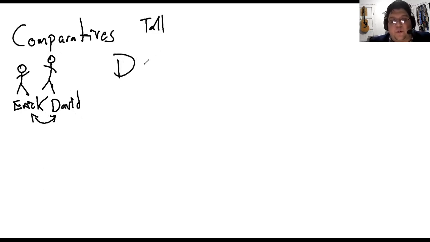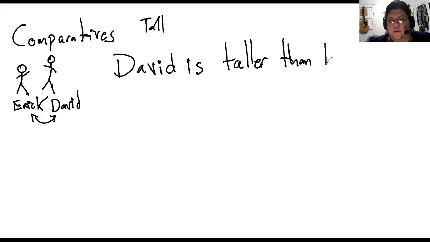The sentence is going to be pretty simple. David is taller than Eric. And that's that. David is taller than Eric. Pretty simple, right?